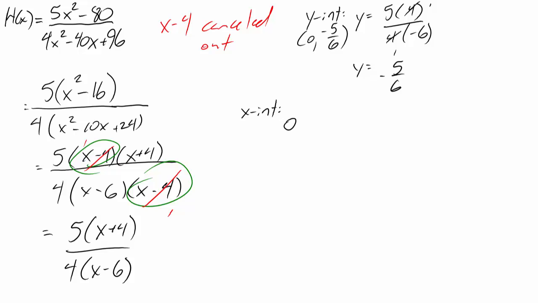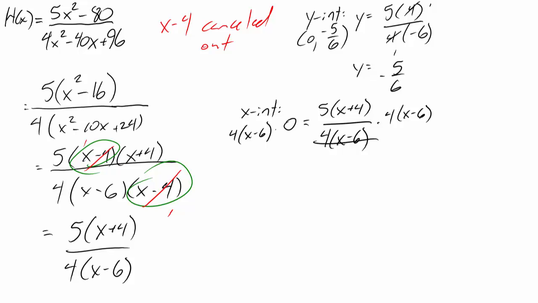So we're going to look for any x-intercepts. So we'll take our simplified rational expression and set it equal to 0. So we get 0 equals 5 times x plus 4 over 4 times x minus 6. All we really care about is the numerator here, but we'll justify this by getting rid of the denominator by multiplying both sides by 4 times x minus 6. And so we're left with 0 equals 5 times x plus 4. Now, just divide both sides by 5 to leave us with 0 equals x plus 4. And we'll subtract 4 from both sides to get x equals negative 4. So that means for our x-intercept, we're at the point negative 4, 0.